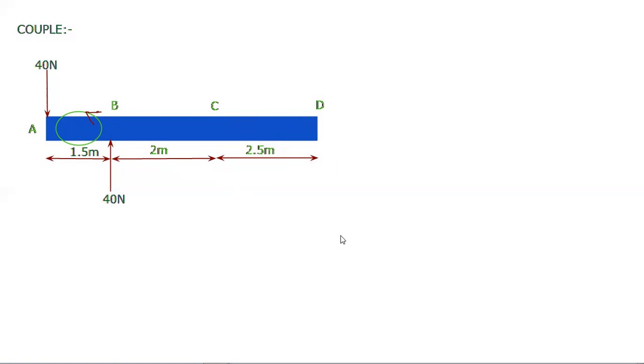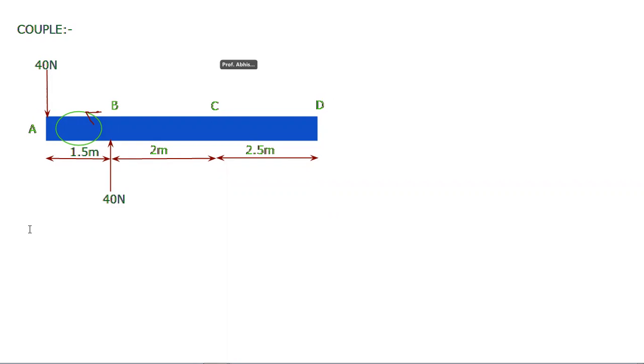Okay. Now, what we have to find is the effect of this couple moment at the points A, B, C, and D. At all the points, we have to find its effect, and we have to prove that the value of couple moment at any point remains the same. What will be the value of this moment now?